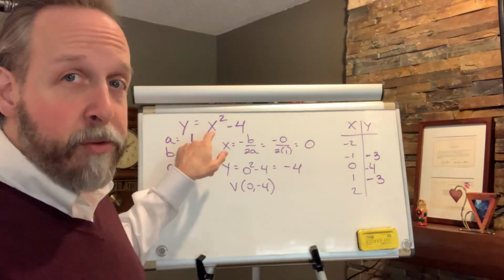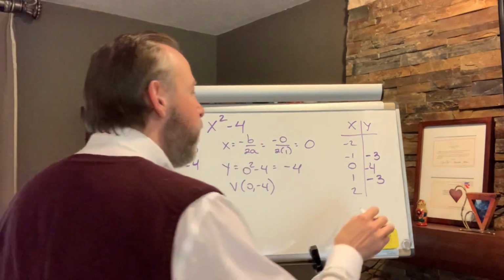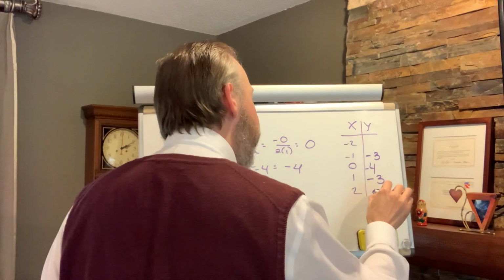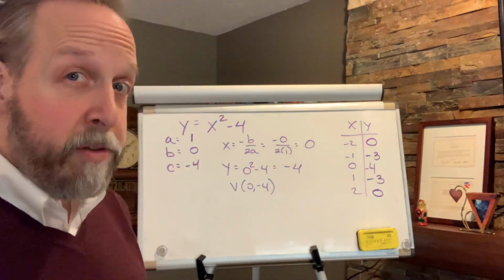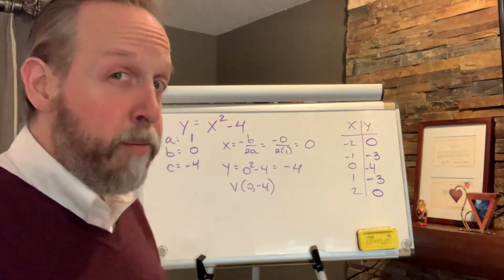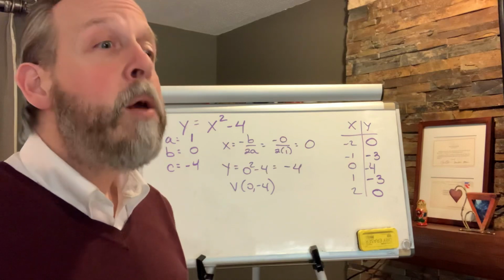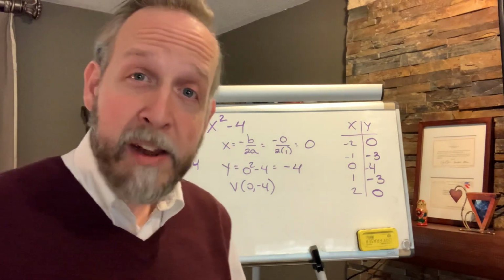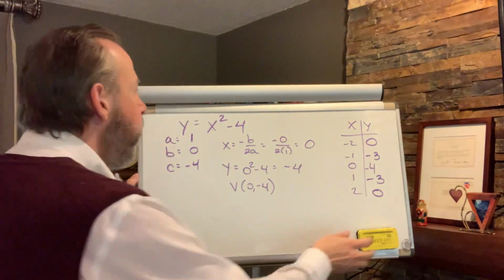Now plug in a 2. 2 squared is 4, and 4 minus 4 is 0. So when I plug in a 2, I get a 0, and that's going to be symmetric on both sides of the vertex. My table is finished. I didn't even have to do any more work on paper because a little mental math is not a bad thing when you can handle it. And if you can't, there's always the calculator or some careful math on paper.